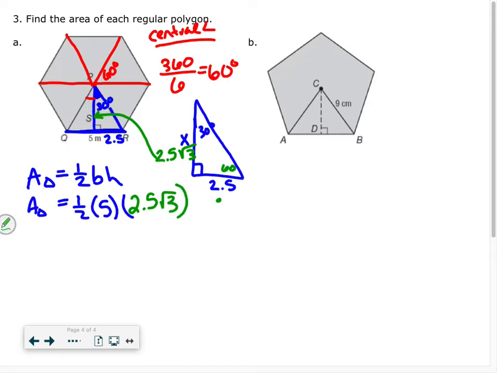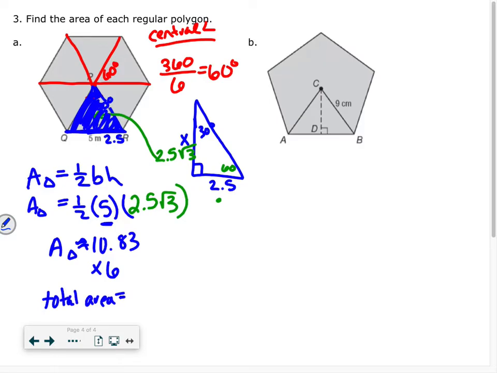Okay, so multiply that through. The area of the triangle is about 10.83. So that is that triangle here. Now notice when we substituted in, we used 5, the entire length from Q to R. All right, so that's the area of one triangle. We have 6 triangles, so we're going to multiply that by 6. So our total area should be about 65 meters squared.